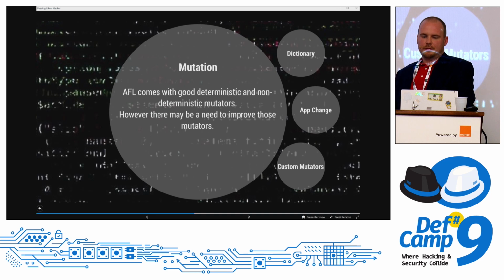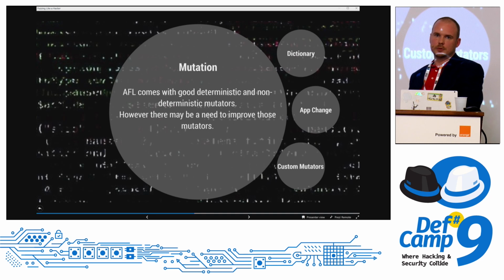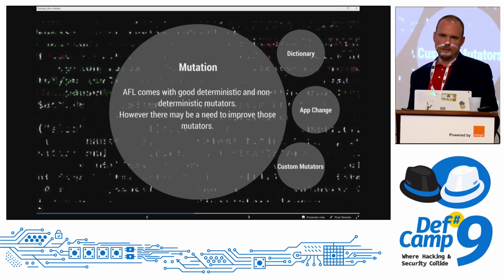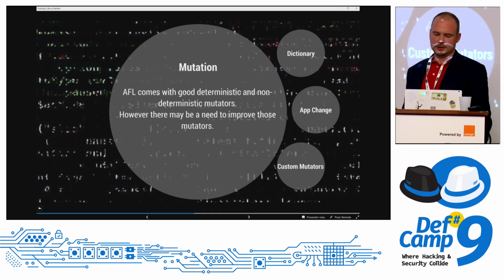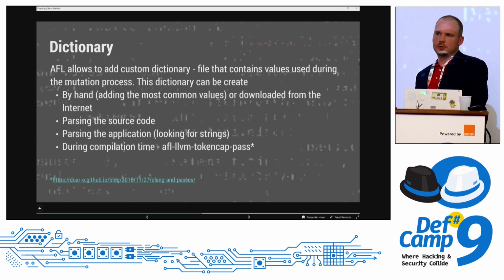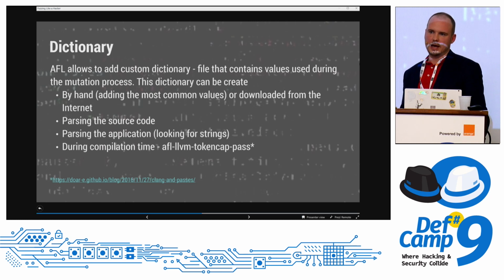Okay, another step: if you have all this stuff, we need to take our test cases and somehow mutate them. How to do it? Well, AFL has some genetic algorithms implemented, some deterministic, some not. But what we want to do is improve these mutators. How can we do it? Well, first thing is to use dictionaries. AFL allows using a dictionary, which is a file including the list of values that we want AFL to include in every test.